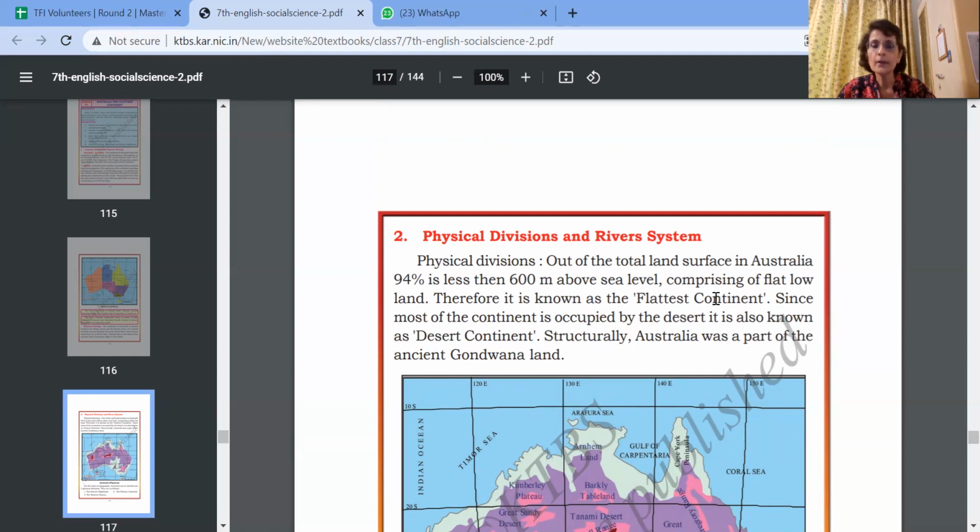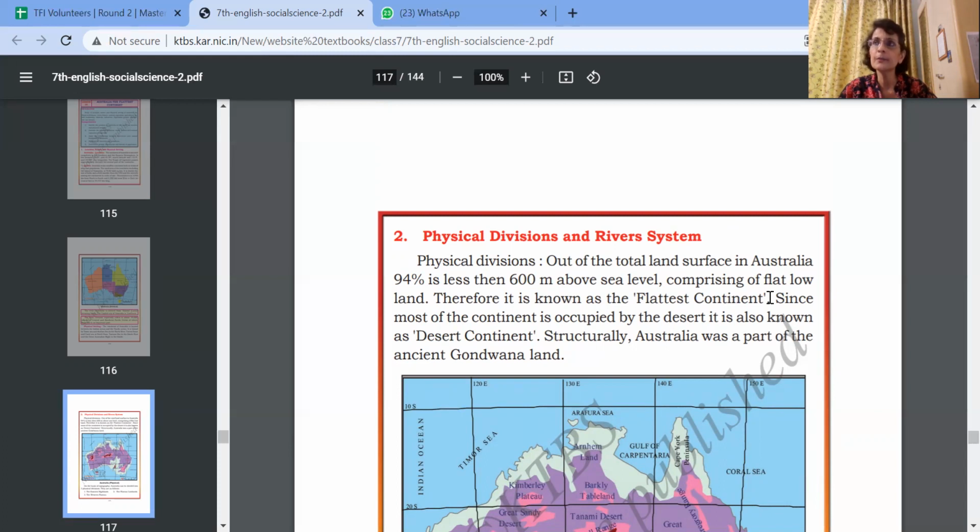So mark point 1 here. Out of the total land surface in Australia, 94% is less than 600 meters above sea level, comprising flat lowland, and so it is called the flattest continent. You can write important here, because I think this is the answer for that. Why is Australia called the flattest continent? And also, why is it called the desert continent?